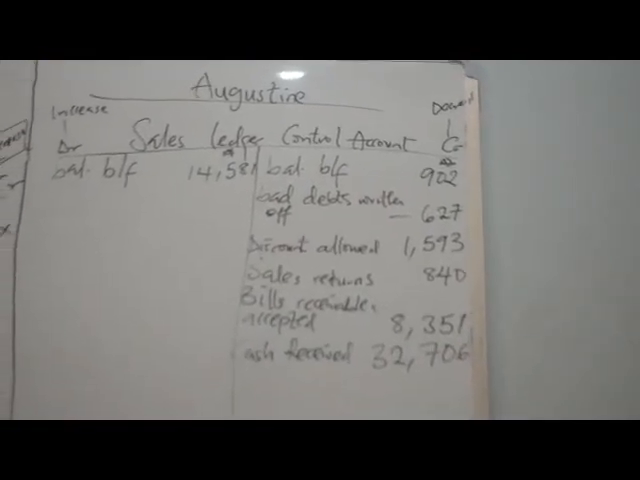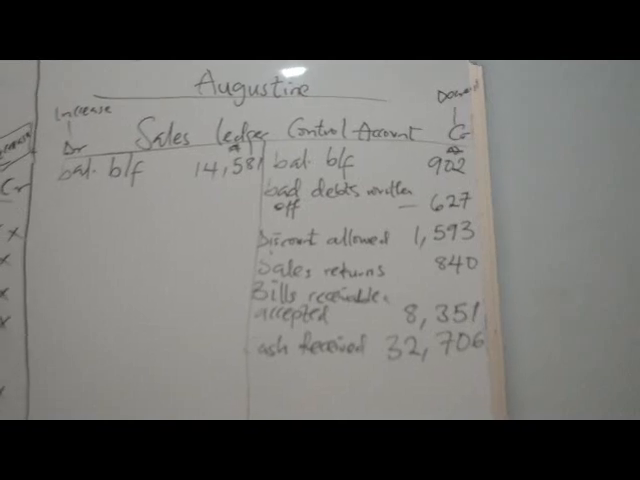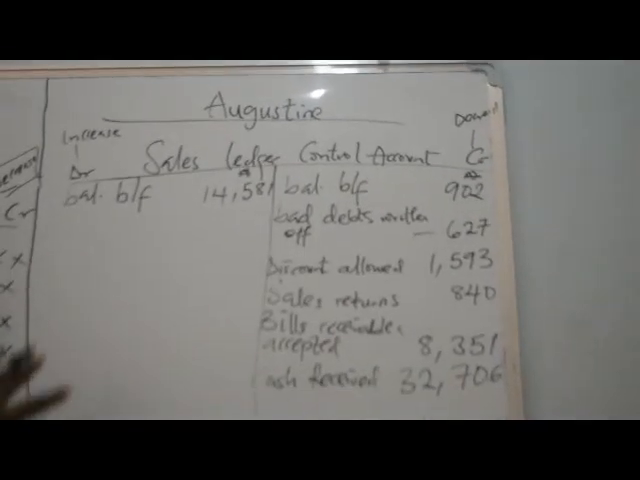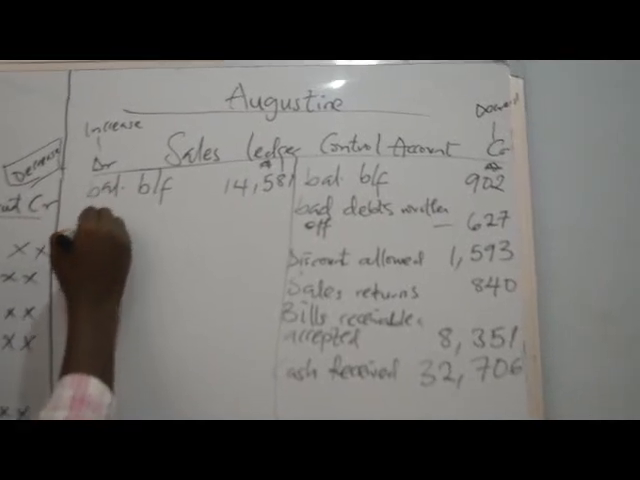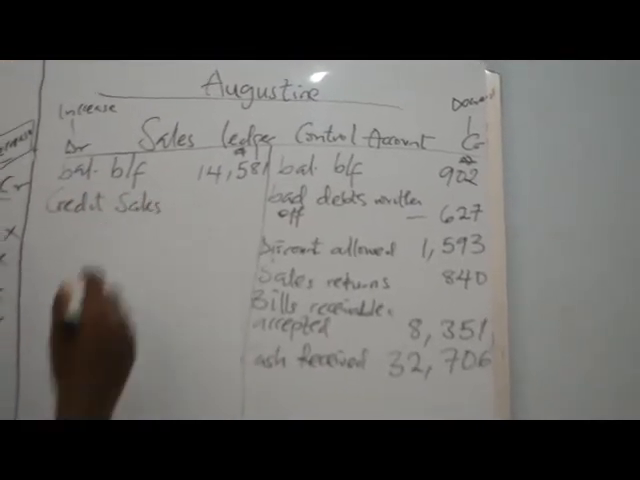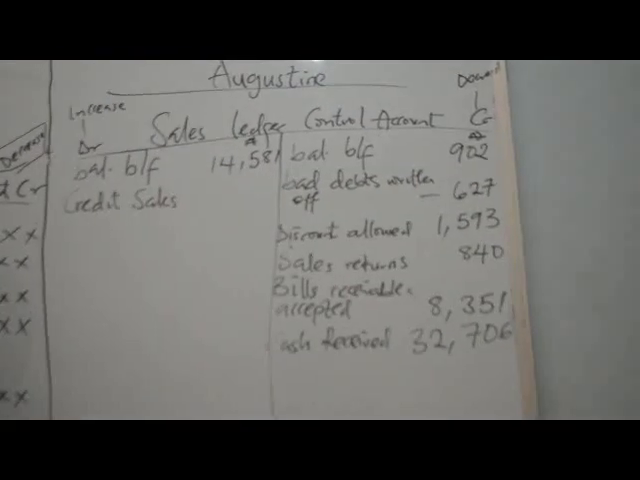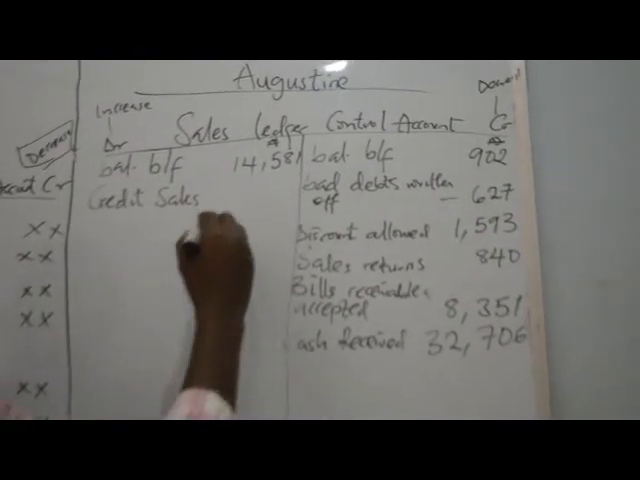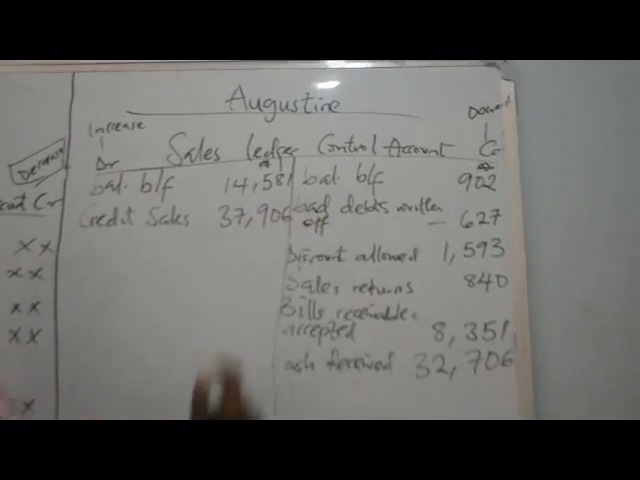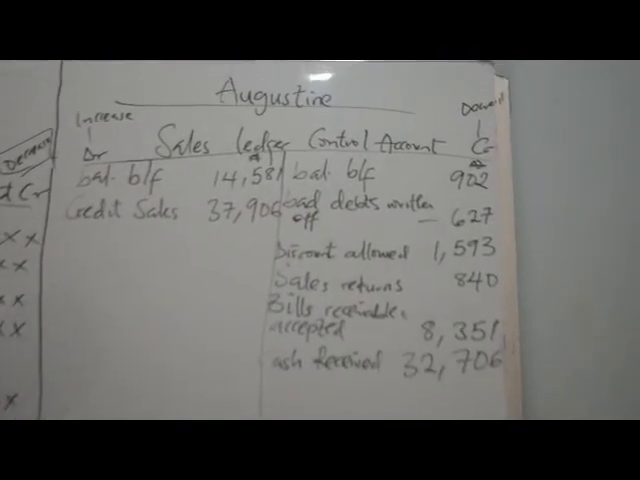Alright. The next one we have is our credit sales. Now, credit sales will be increasing the amount owed to us, okay? So we're going to be debiting that. We have our credit sales, and our credit sales is 37,906. Alright. This is how much credit sales they made for the month.